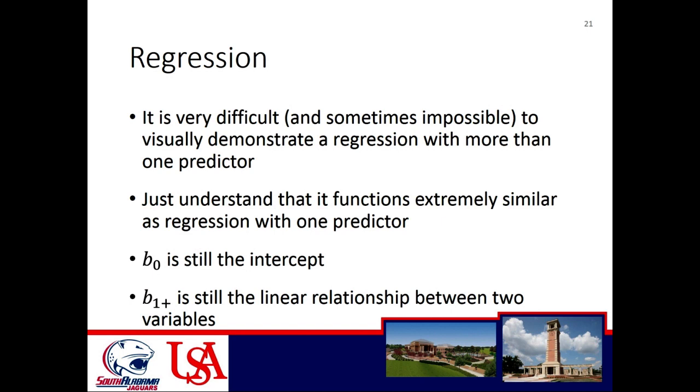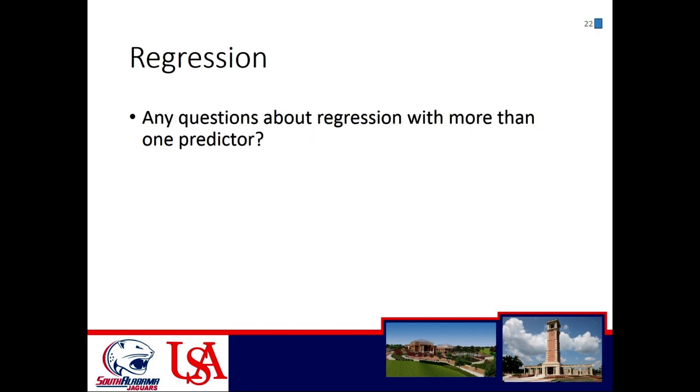Beta naught is still the intercept, and beta 1, beta 2, beta 3, all the way to beta infinity, if you had an infinite number of variables, is still the linear relationship between the associated predictor and the outcome. Okay. So if you have any questions about regression with more than one predictor, you should pause the video and email them to me. I'm happy to answer anything. But if you understand it, we're going to go ahead and cover how to do a regression with more than one predictor in Excel.